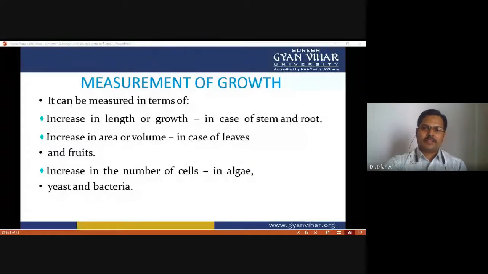Now, measurement of growth. Growth can be measured in terms of increase in length or area. In the case of stem and root, we have to measure length.